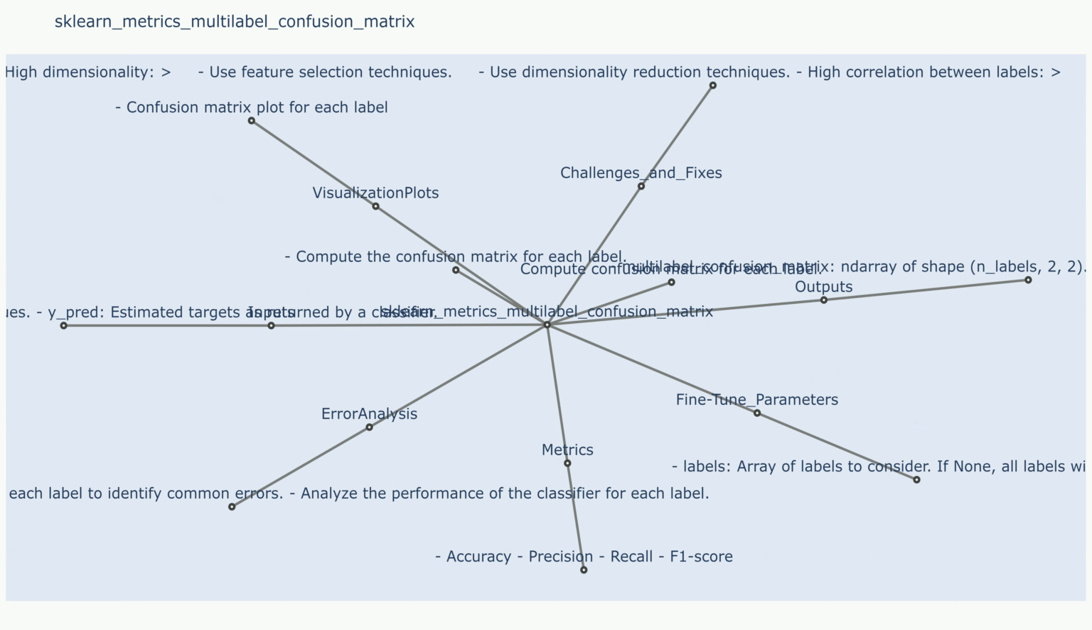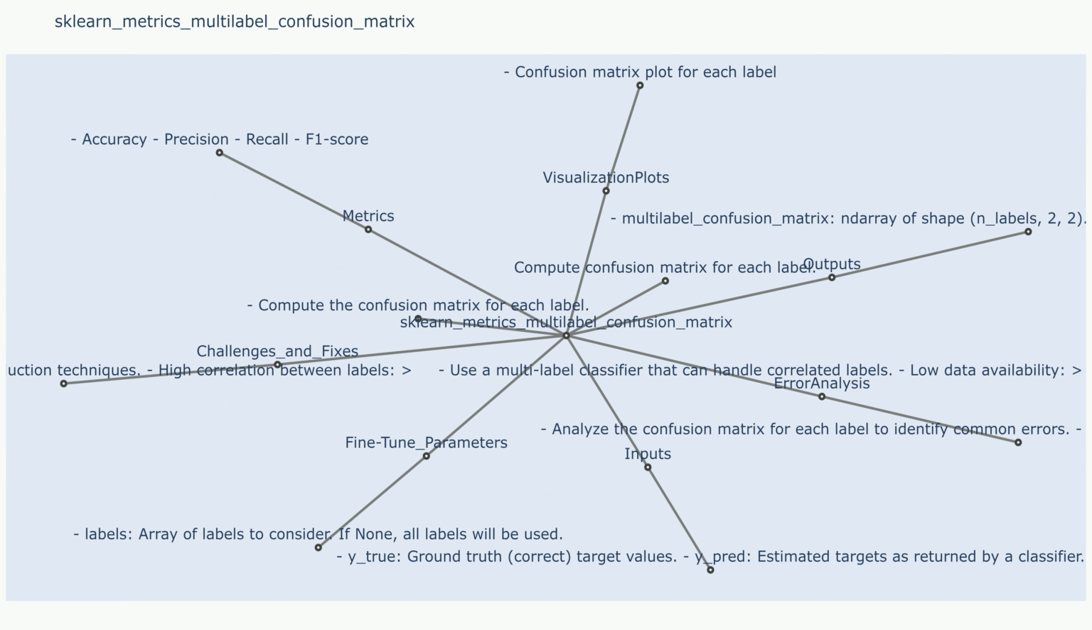0,1 false positives (FP), the number of samples incorrectly classified as positive for the label. 1,0 false negatives (FN), the number of samples incorrectly classified as negative for the label. 1,1 true positives (TP), the number of samples correctly classified as positive for the label.